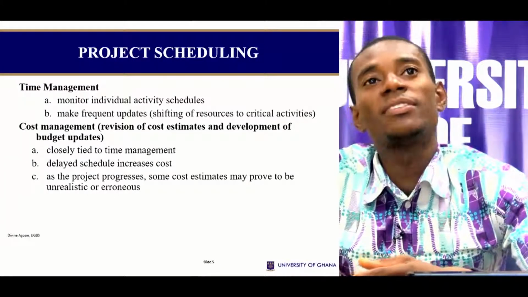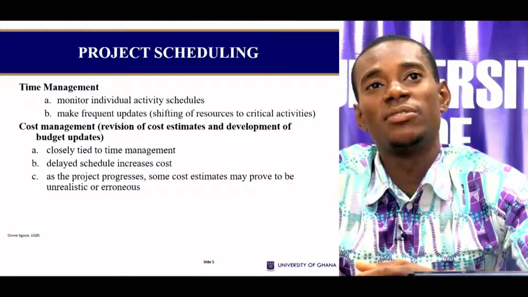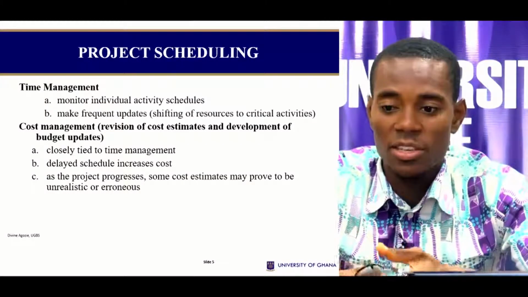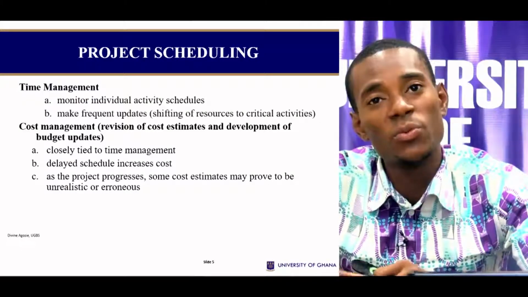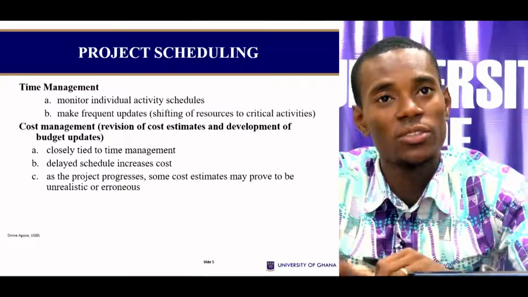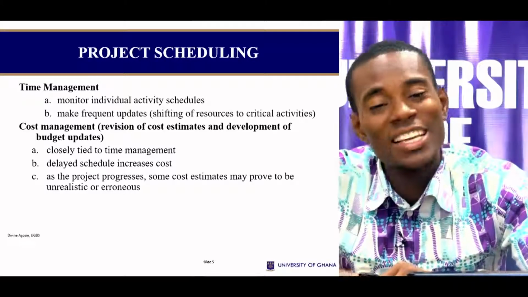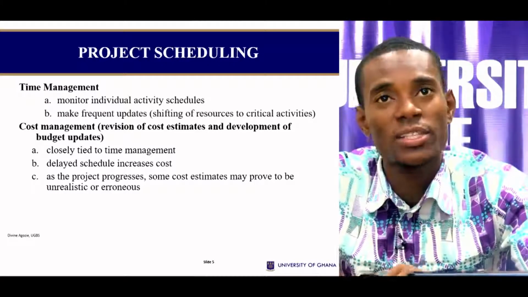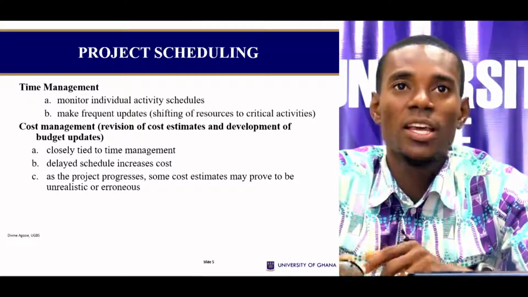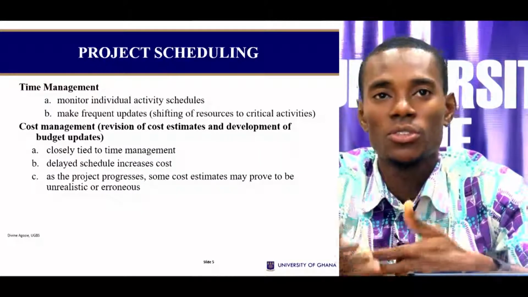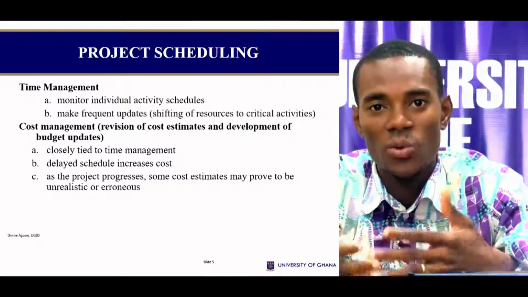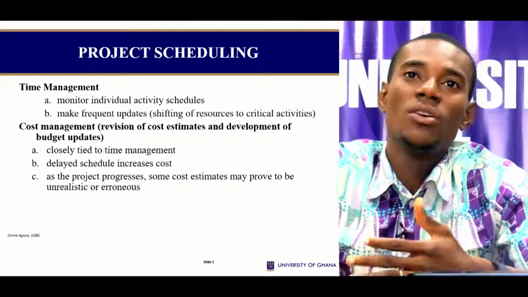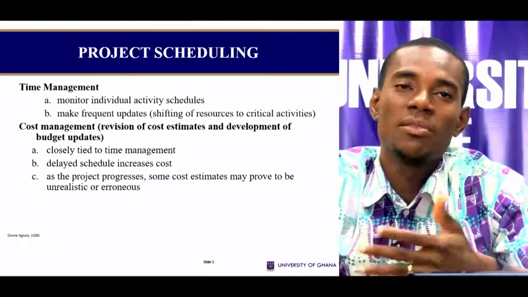Now, the time management would monitor the individual activity schedules and make frequent updates. So every activity, if an activity is supposed to be done within 10 minutes or within a day or within 2 days, you're making sure that everything that needs to be put in place to ensure that the activity is completed in 2 days or 10 minutes is in place. Now, you must also make frequent updates, just to ensure that we are within time, or we would not meet it. And then for the cost, revision of cost estimates and development of budget updates, with time.